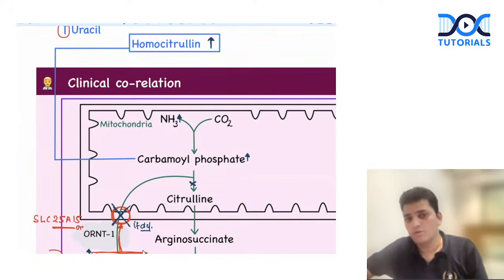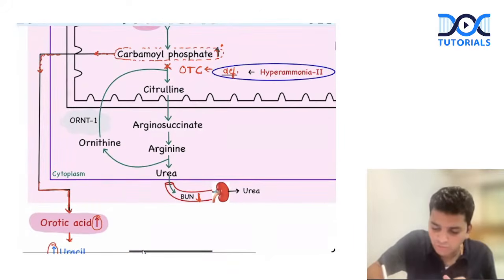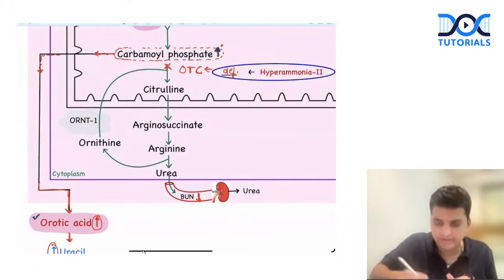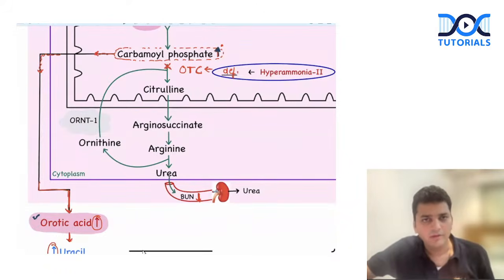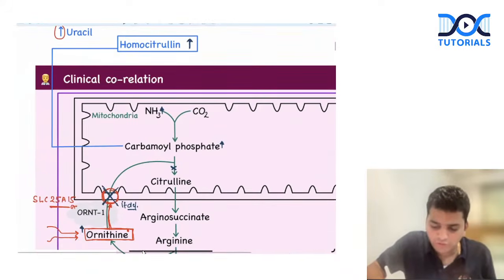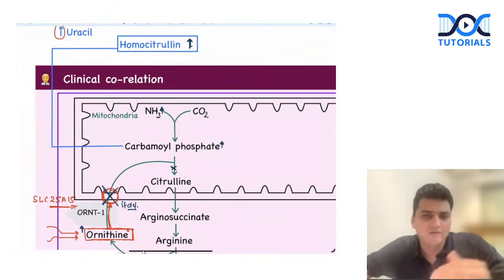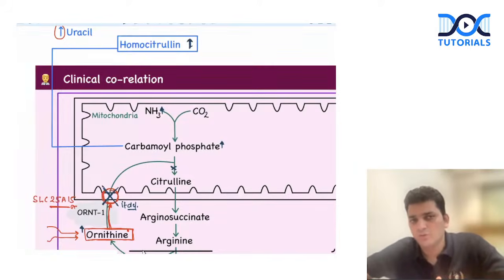So now I have a question for you. If you look at the second one, in that also the carbamoyl phosphate was more. And in that I said that carbamoyl phosphate will convert into orotic acid in hyperammonemia type 2. And here I am saying that the carbamoyl phosphate will convert into homocitrulline. Why am I not saying orotic acid? Can anyone tell why I am not saying orotic acid here? Why is the carbamoyl phosphate converting into homocitrulline, not orotic acid?